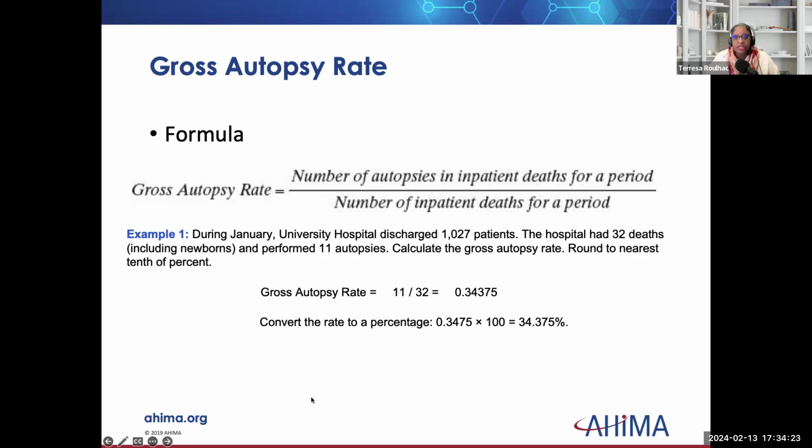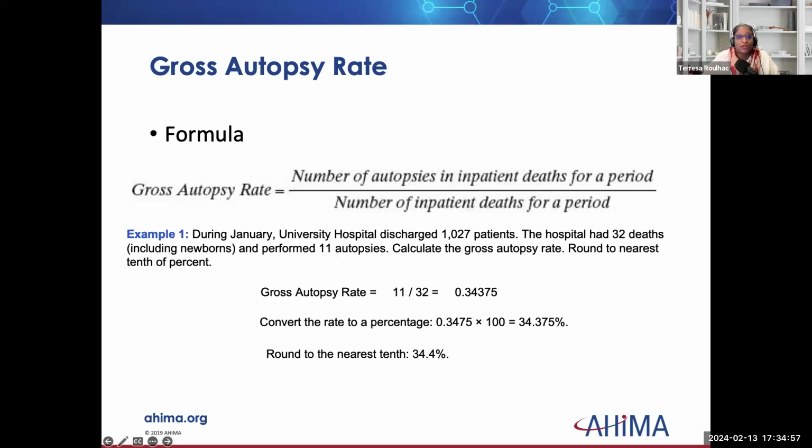0.34375 times 100 is 34.375, but we got to round. Nearest 10th is 34.4%. So you'll probably see 34.4 in it. But yeah, 34% if you see whole numbers or whole percentage. But yeah, 34.4 because we are rounding to the nearest 10th of a percent. So they want that extra section after the decimal place. But yes, that is correct.